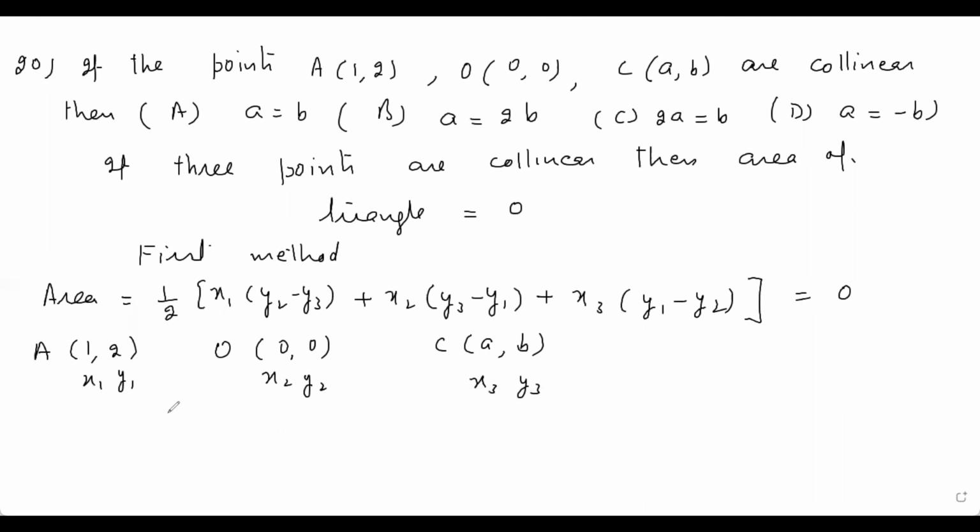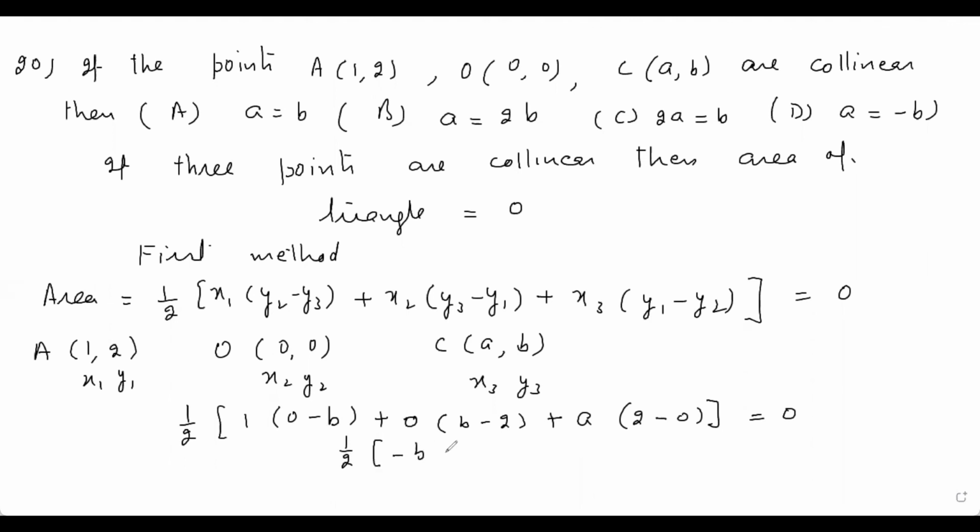Now substitute these values here. Now this is equal to half of minus b plus 2a, equal to 0. So minus b plus 2a is equal to 0 into 2. Minus b plus 2a is equal to 0. So 2a is equal to b. So C is the option. On the next page, I'll explain the second method.